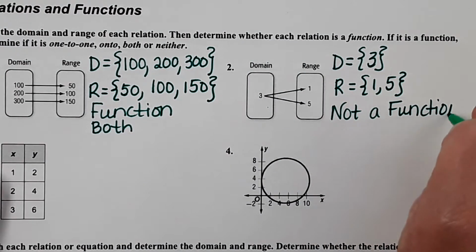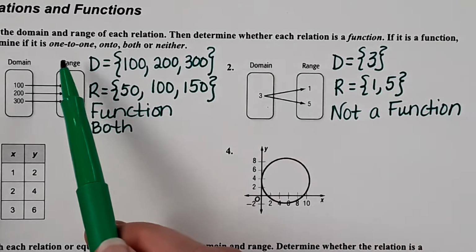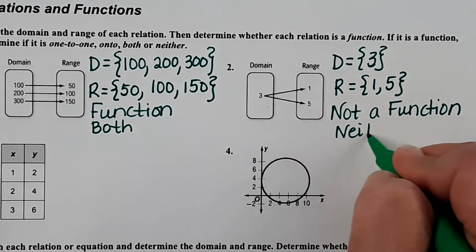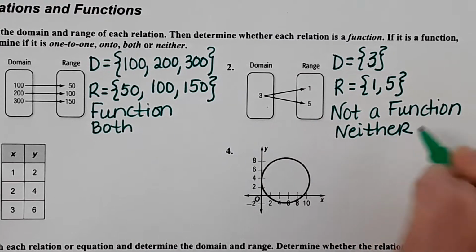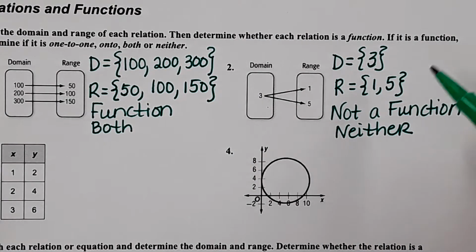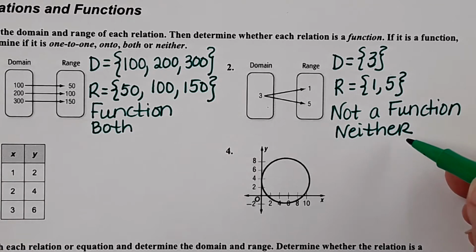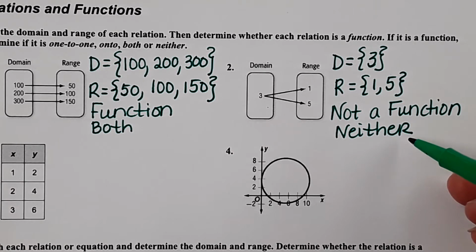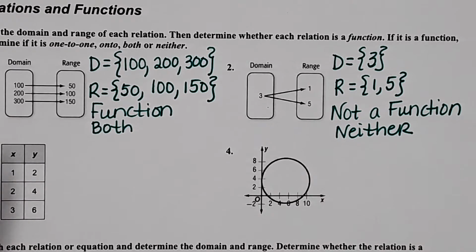And if it's not a function, it cannot be 1 to 1, onto, or both, so it is neither. So we stated the domain, we stated the range, we stated whether it was a function, and then we stated whether it was 1 to 1, onto, both, or neither. Again, you guys, as soon as you write it's not a function, it's neither 1 to 1 nor onto.